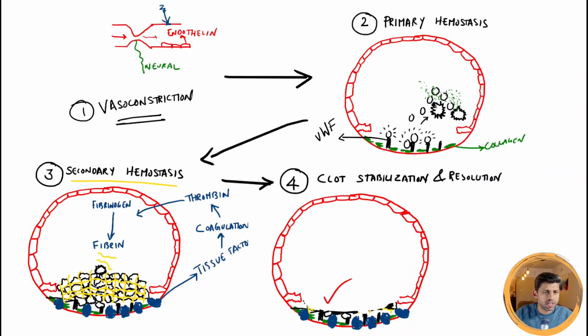So, in normal hemostasis, first vasoconstriction, then platelet plug, then fibrin formation, followed by clot stabilization and a controlled resolution of the clot, all under the regulation of endothelium. Understanding normal hemostasis is essential before we go into thrombotic disorders, bleeding diseases, and other conditions like DIC.